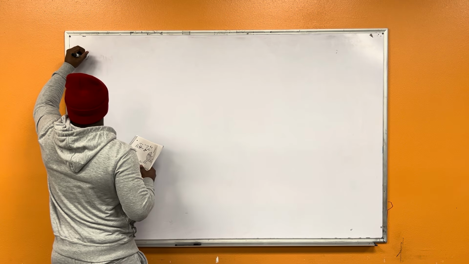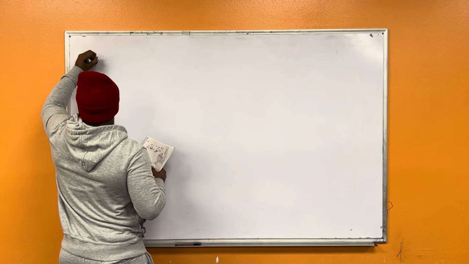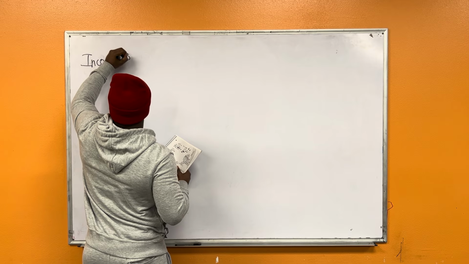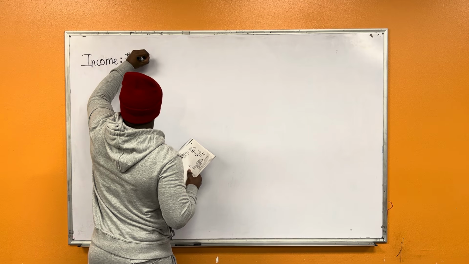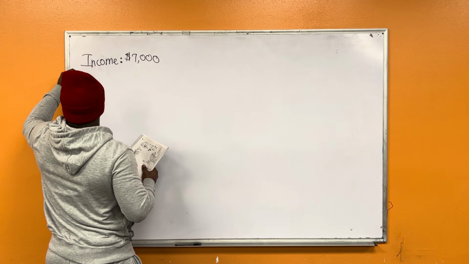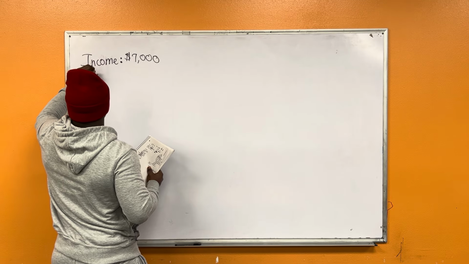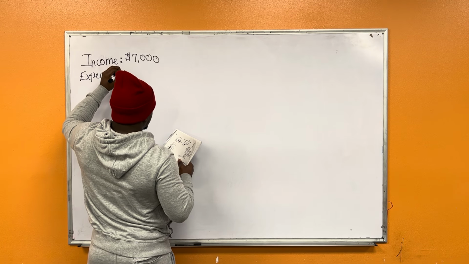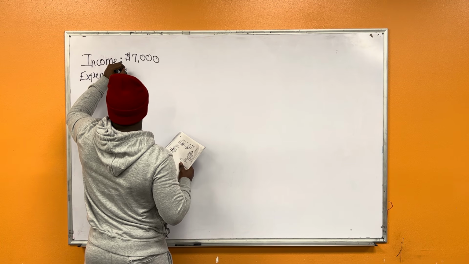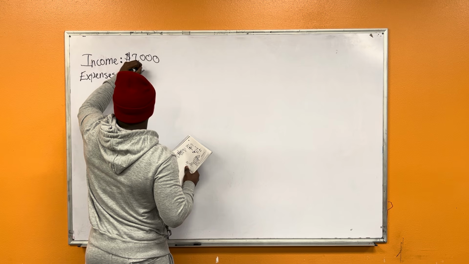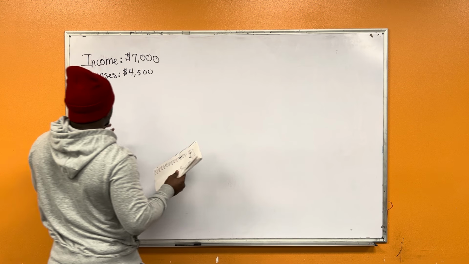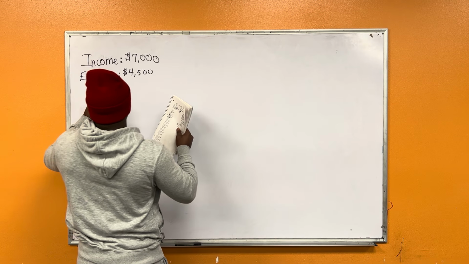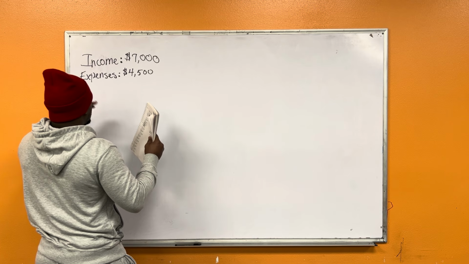An income of $7,000, and his expenses is 4,500. Now, remember what I said in all my other videos. We want to know what our income is, what our expenses is.